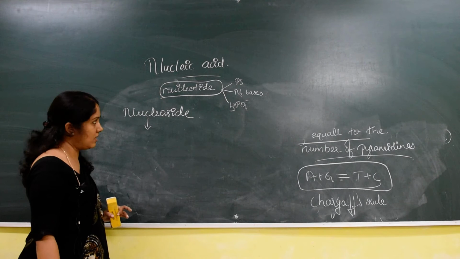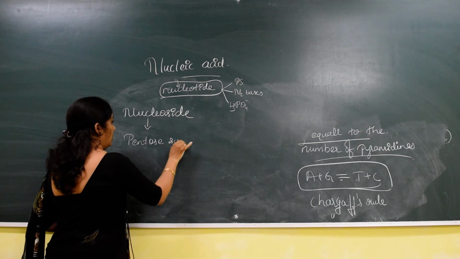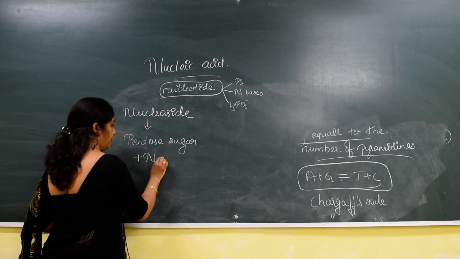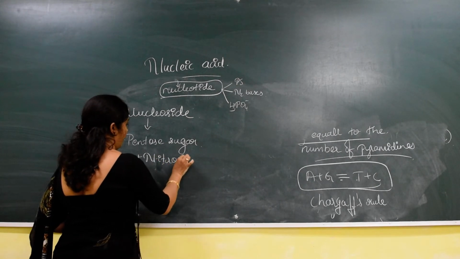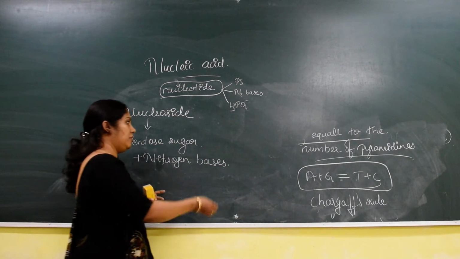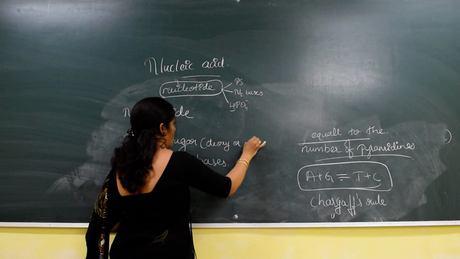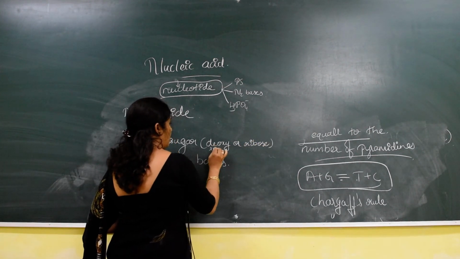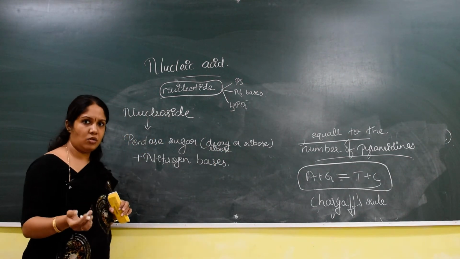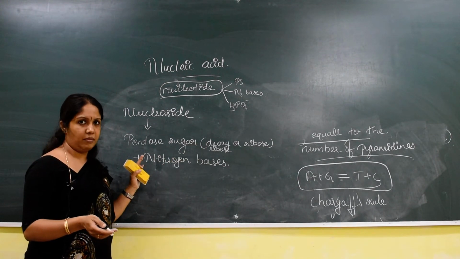Then what is nucleoside? The nucleoside consists of pentose sugar plus nitrogen bases. The pentose sugar may be either deoxyribose or just ribose. In case of RNA, the nucleoside has ribose sugar. For DNA, the nucleoside has deoxyribose, the pentose sugar.